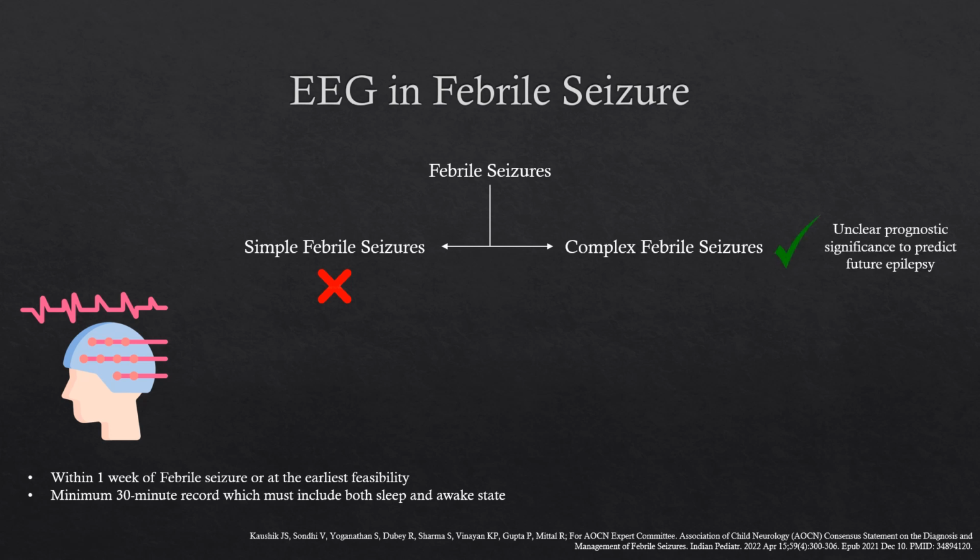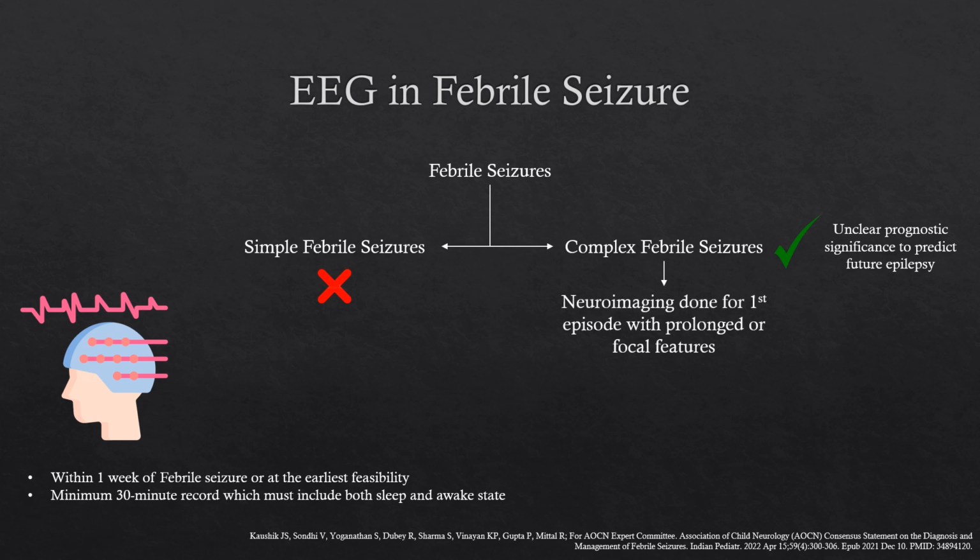The answer is yes, we can do an EEG, but the EEG is of unclear prognostic significance to predict the future risk of epilepsy. That means if we do EEG in a particular child with complex febrile seizure and the EEG comes abnormal or having some epileptiform discharges, it doesn't necessarily mean that the child has increased risk of developing epilepsy in the future. So how will we use the EEG?